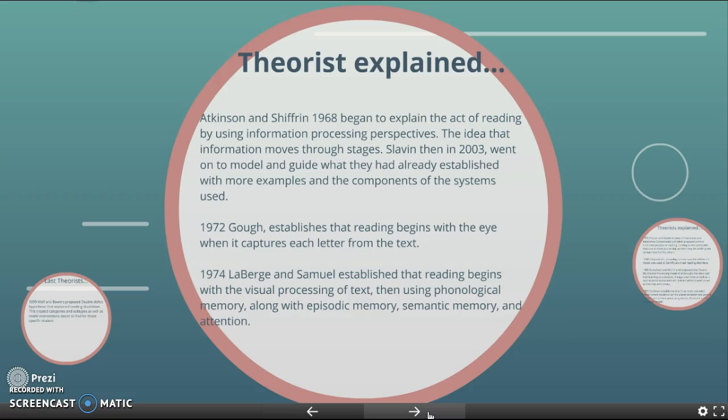In 1972 was the Gough model. The Gough model established that reading begins with the eye when it captures each letter from the text. It became the bottom-up type of model, I think it was called. In 1974, LaBerge and Samuels established that reading begins with the visual processing of text, then using phonological memory along with episodic, semantic, and attention. LaBerge, Samuels, and Gough had the same idea that it started from the eye and the visual processing.